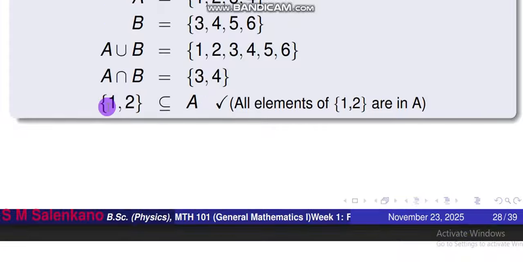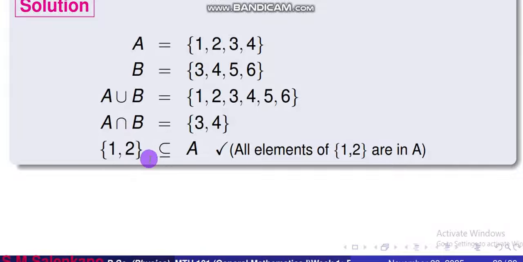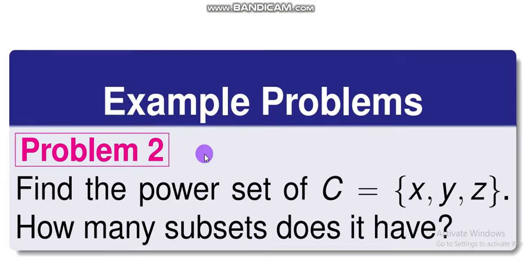Now the last one is, of course, we have to agree that this one is a subset of A. Why? We give the reason in brackets: all the elements of this set are in A. It has the elements 1 and 2, and do we find them? Yeah, 1 and 2. You see, they are all in A, so this is true, of course.